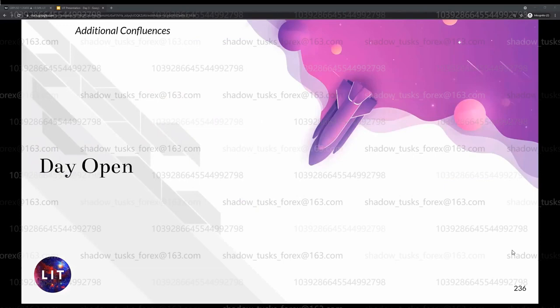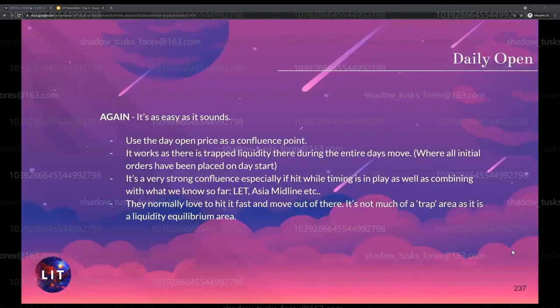So then we have easy stuff as well, which is the day open, which is also an important area you should look for, and it's as easy as it sounds. You use the day open price as a confluence point. Pretty much how it works is there's trapped liquidity during the entire day. When the market opens, all these institutions and funds start to open up their positions the moment the day opens. So that's why the day open price always has liquidity, and you can use it for confluence of events.